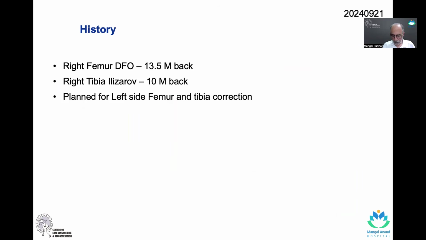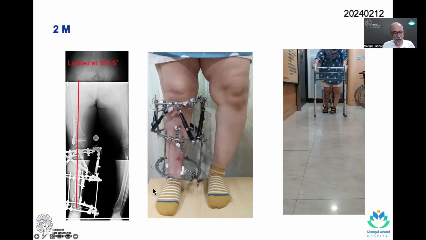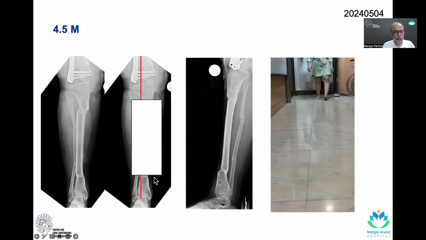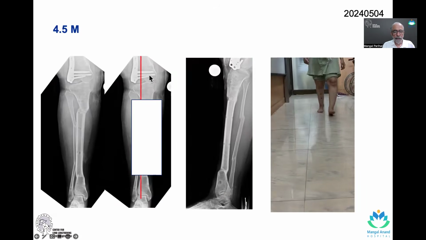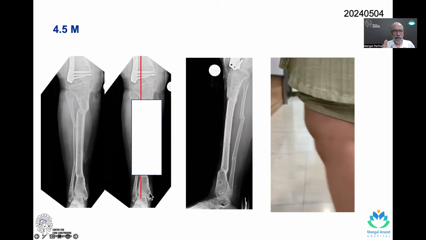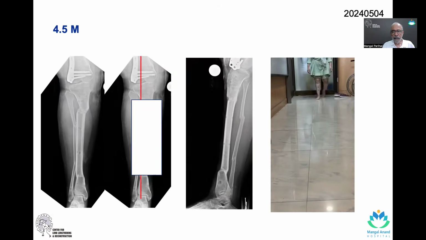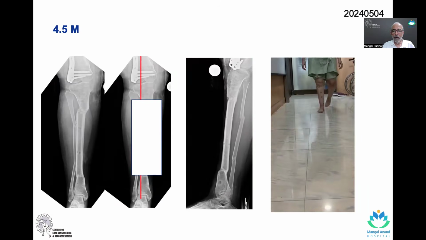Now, one may think that, oh, how can you create translational deformity? But if you look at this, where I've put in a white rectangle to hide those fracture areas, the overall alignment in between the proximal end of the femur, the proximal end of the tibia and the distal end of the tibia is quite straight. So this translation of that middle fragment does not really affect the biomechanics. And that's her walking at the end of 4.5 months.